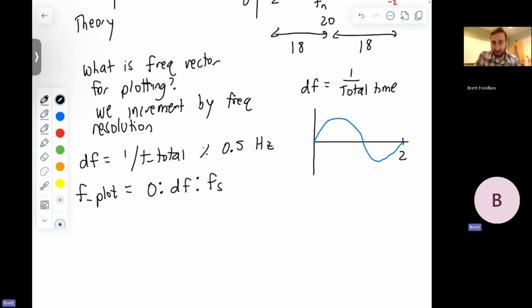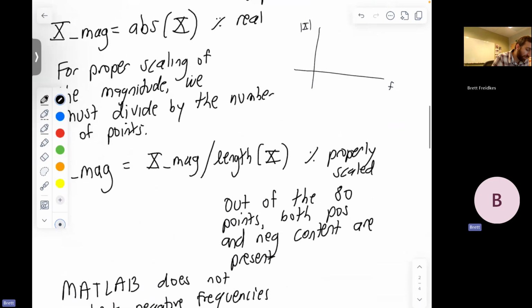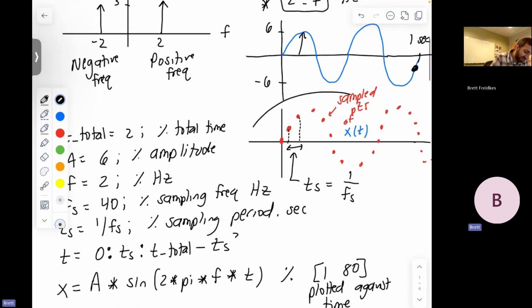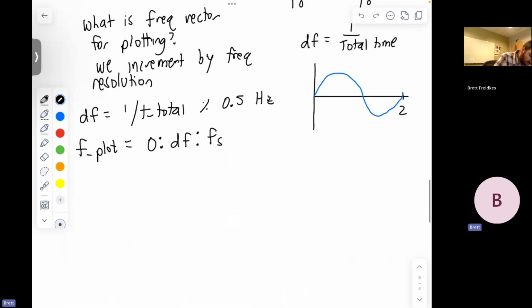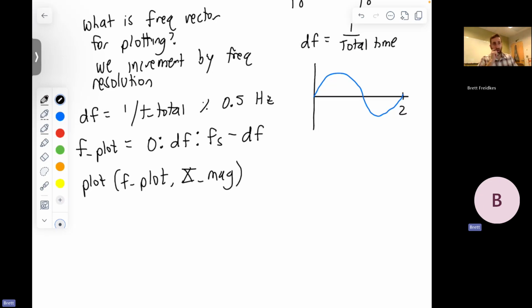We said before we would go to 40. But what's the issue here? This is the same issue as before with the time vector. If you come up to the time vector, you see that I had to subtract the sampling period in order to have the correct amount of points. I am going to subtract the frequency resolution to ensure I have the correct amount of points. With that defined, I can go ahead and plot f plot, x mag, and we'll be good to go.